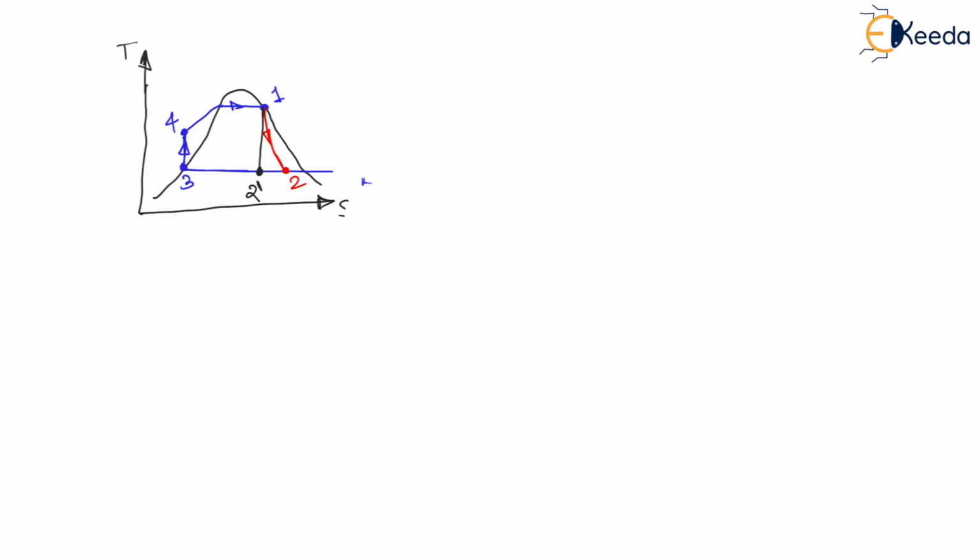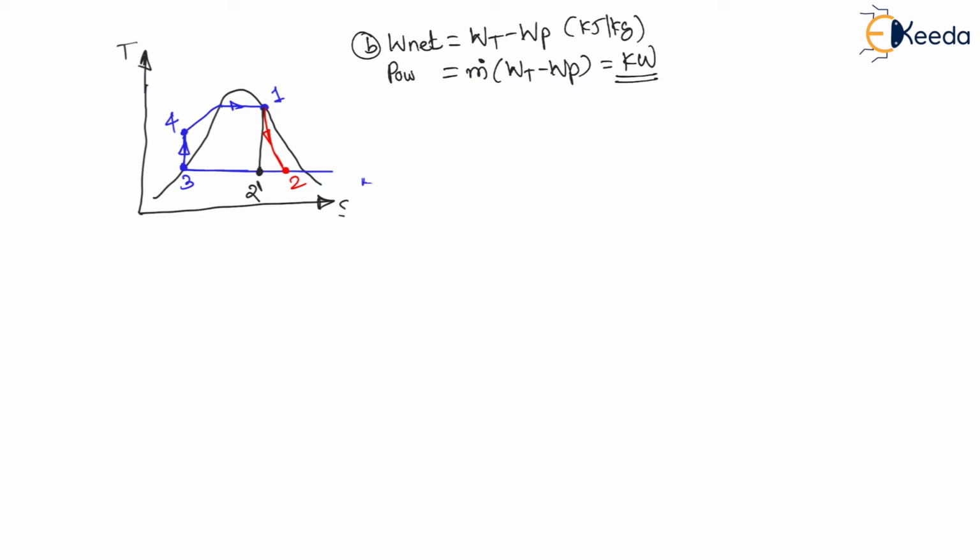So the next question, question number B, is net work output. Now net work output is nothing but work of turbine minus work of pump, and this answer we will get in kilojoule per kg. If I multiply with mass flow rate, that is m dot kg per second, mass flow rate into work of turbine minus work of pump, then this answer will be in kilowatt. The net work output is also called power. So let us find this net work output in kilowatt.